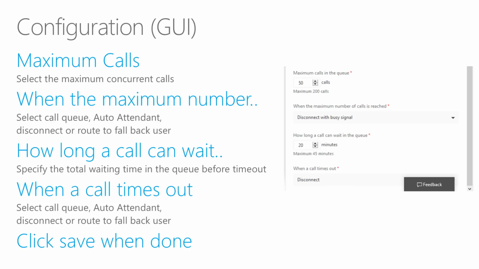You must also set the maximum calls in the queue. What should happen when that maximum number is reached? How long should a call be in the queue? And what should you do when the call times out? Once you're done, click Save.